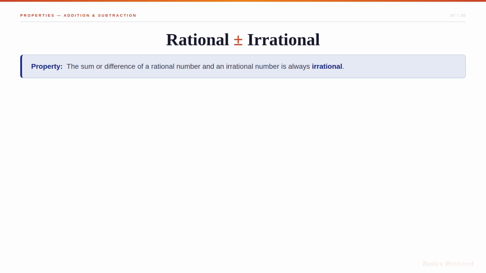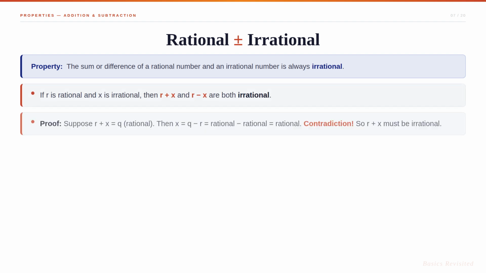Property. The sum or difference of a rational number and an irrational number is always irrational. If r is rational and x is irrational, then r plus x and r minus x are both irrational. Proof by contradiction. Suppose r plus x equals q, a rational number, then x equals q minus r, but rational minus rational is rational. This contradicts x being irrational, so r plus x must be irrational.